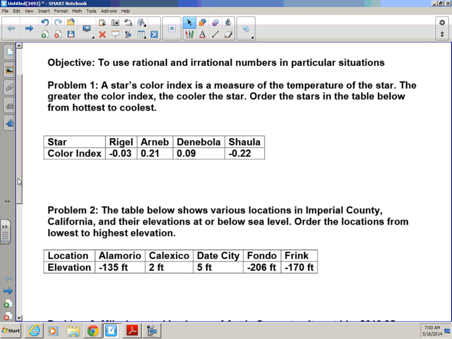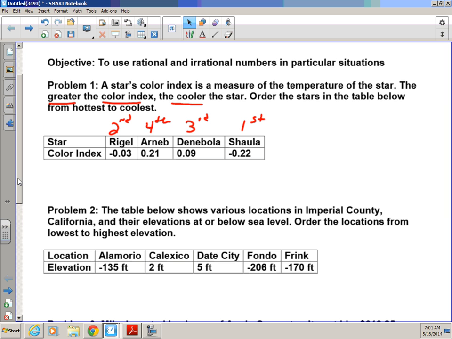Okay, so what we want to do is go from hottest to coolest, and the greater the color index, the cooler the star. So that means we want to go from least to greatest. So this would be first, this would be second, this would be third, and that would be fourth. Okay?